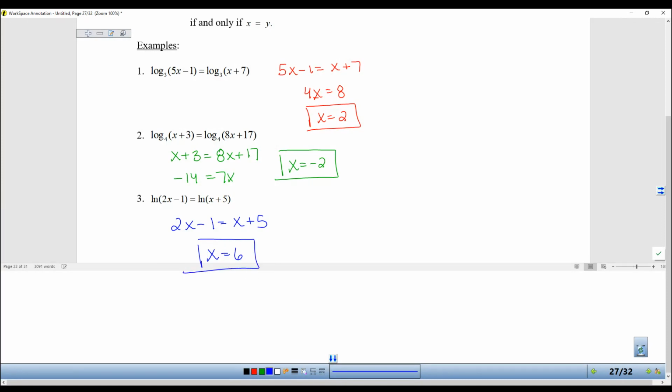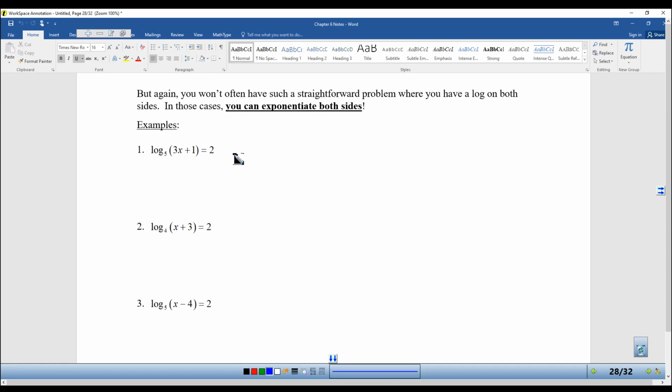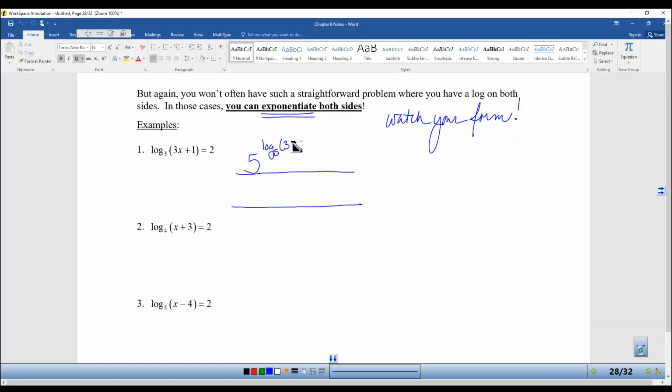But like before, you're not always going to have a log base 5 on both sides or a log base 4 on both sides. So this time, we're going to exponentiate both sides. Okay, I'm going to write, watch your form, because a lot of people are a little bit lazy about this. If you're writing on lined paper, this needs to be 5 to the log base 5 of 3x plus 1 is equal to 5 to the 2.